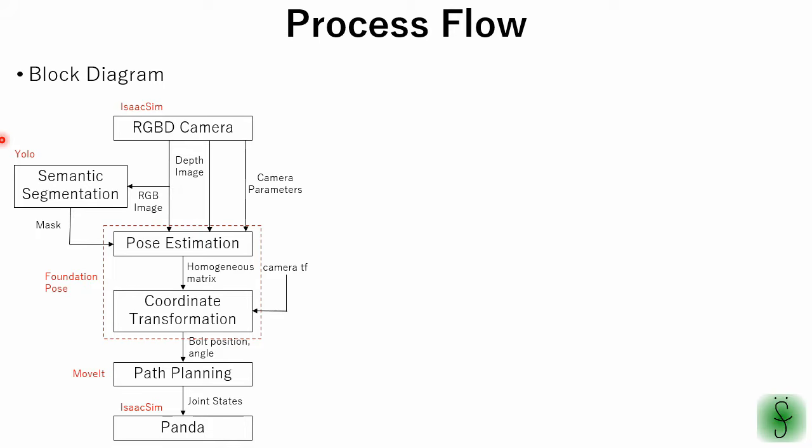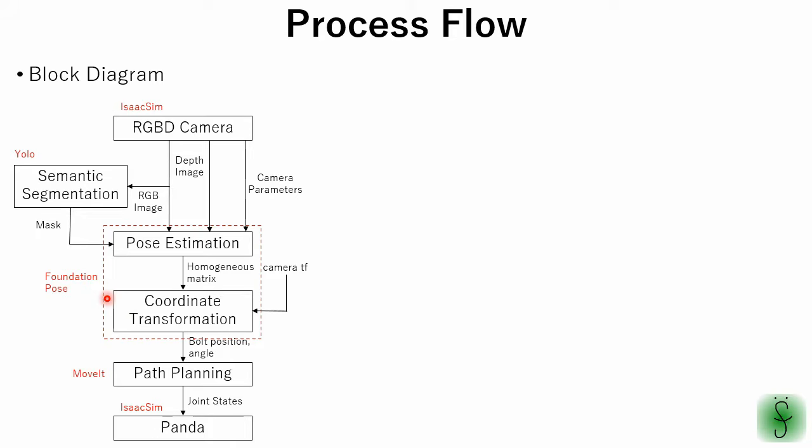Now, let's see the program flow. Here is a simple block diagram. The camera in Isaac Sim publishes images and camera information topics. The camera static transformation is also published. Using YOLO, we do semantic segmentation of an RGB image and extract the bolt mask. Based on all this information, the pose of the bolt is calculated.